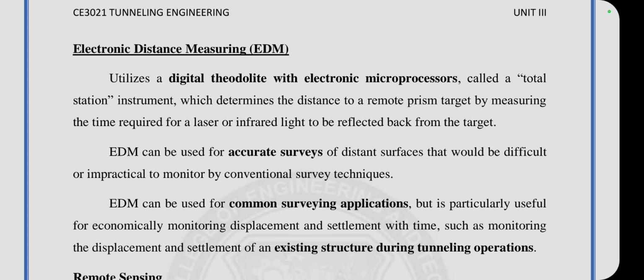EDM can be used for common surveying applications, but it is particularly useful for economically monitoring displacement and settlement with time, such as monitoring the displacement and settlement of existing structures during tunneling operations.